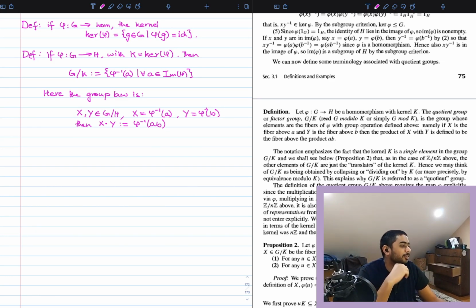So you can get a group from any homomorphism by essentially quotienting out by the kernel.